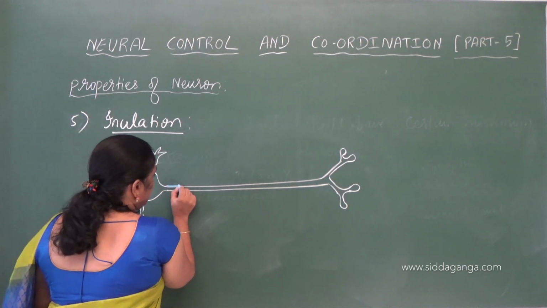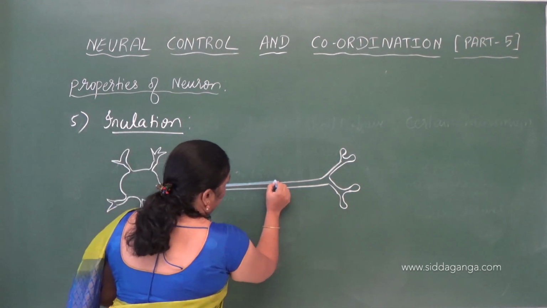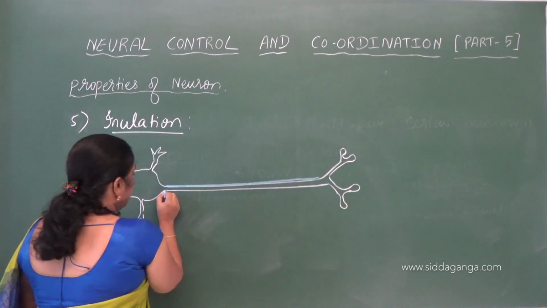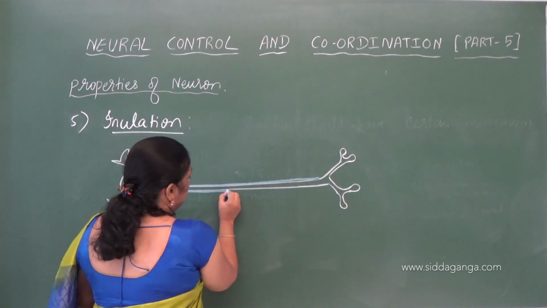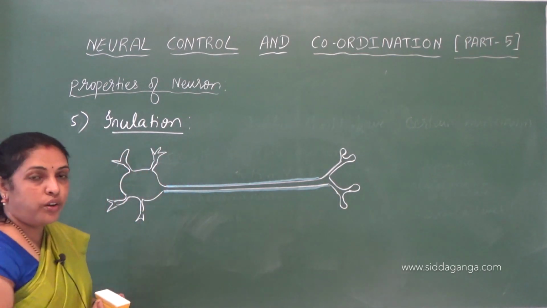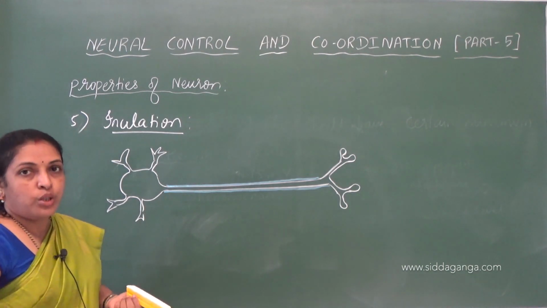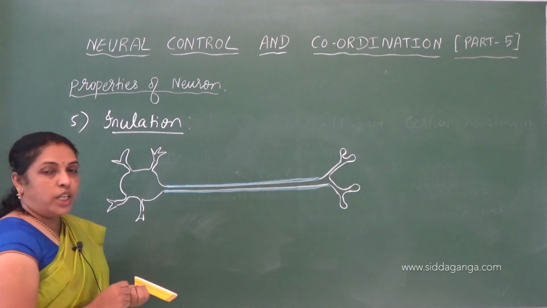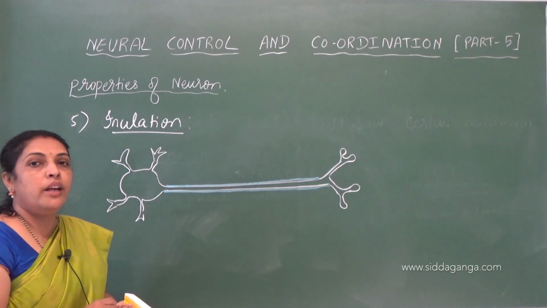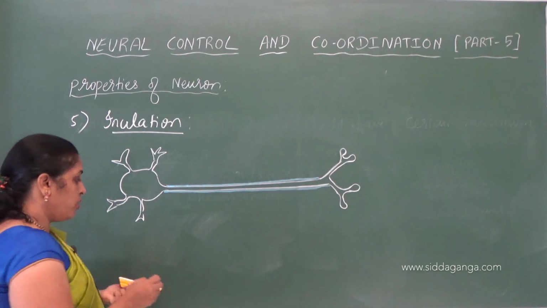This myelin sheath around the axolemma acts as an insulator that prevents the leakage of ions. That leads to a faster rate of conduction. So, the rate of conduction is faster in myelinated neurons when compared to non-myelinated neurons.